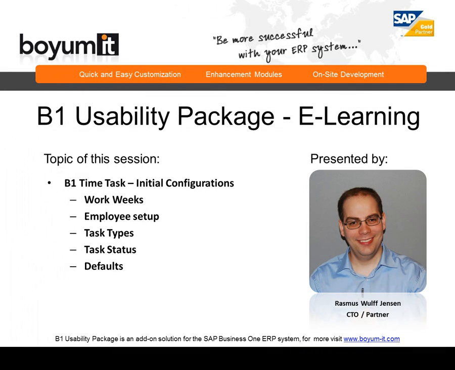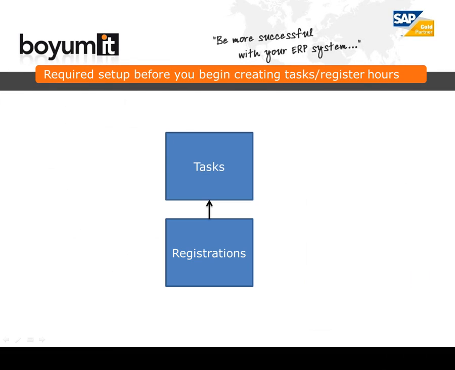My name is Rasmus Jensen and the topic of this session is B1 time task, where we'll be looking into the initial configurations needed before you can make your first task. The main two things we have in B1 time task are the tasks and the registrations, which essentially ends up in billing. But before we can work on these, we need some initial setups of different sub-data items in order to set up our first task and our first registration.